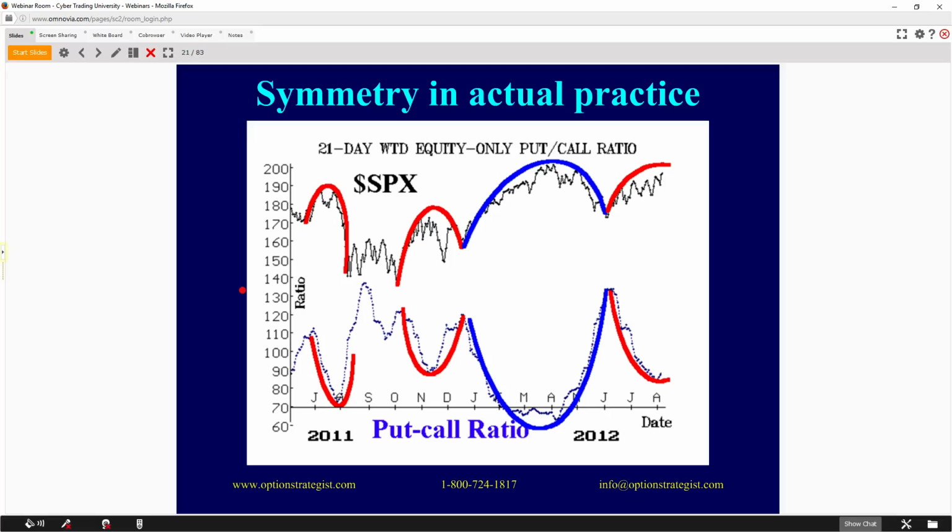Here's, this isn't the current chart of the SPX, but the equity-only put-call ratio is on the bottom. The chart of SPX is on the top, and you can just see the inverse symmetry that is in existence most of the time. So it works pretty well. Nothing's 100%, but it seems to do a pretty good job of identifying things. So peaks in the put-call ratio are therefore buy signals for the market, and troughs in the put-call ratio are sell signals for the market. So that's how we interpret it.